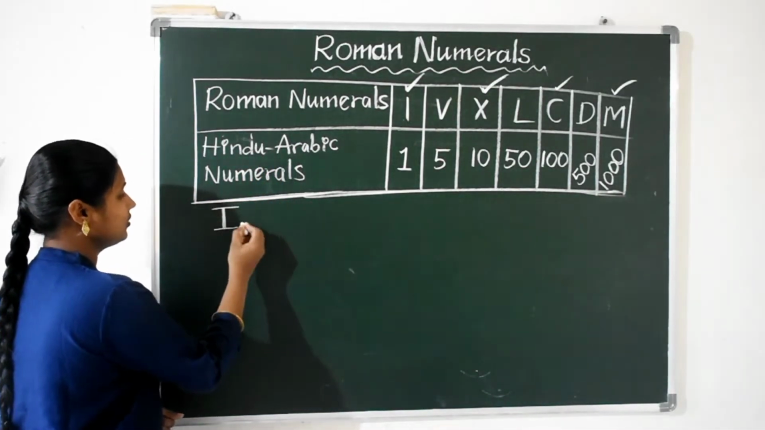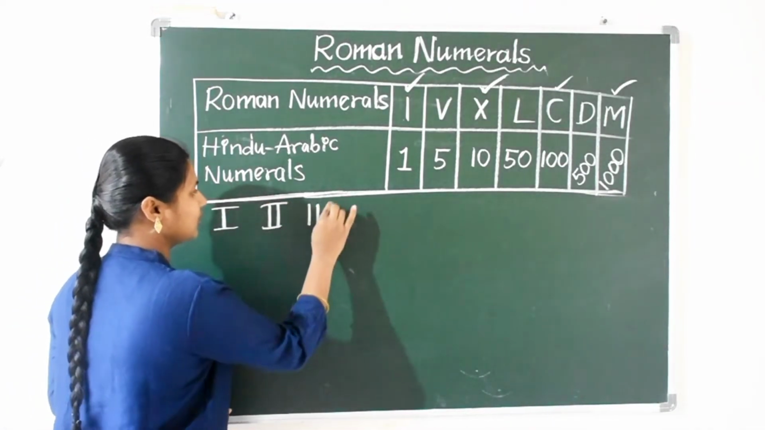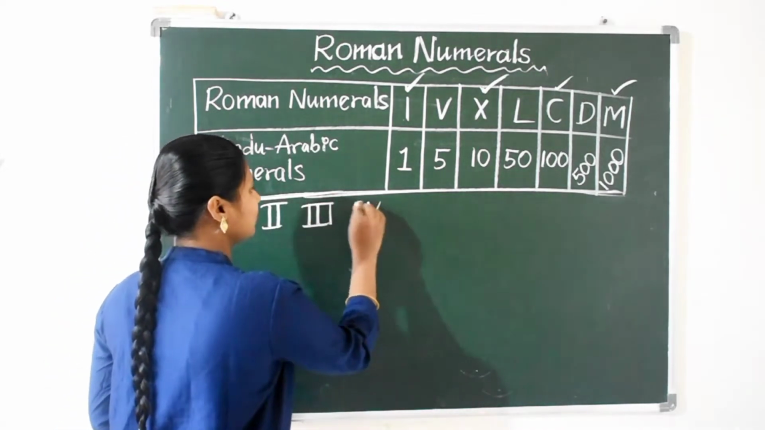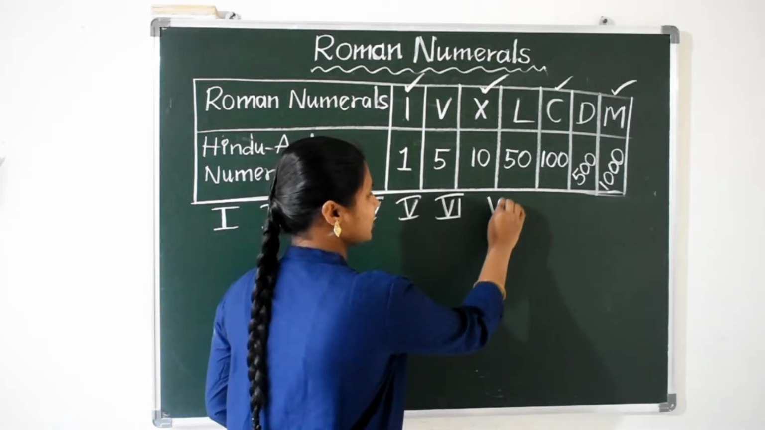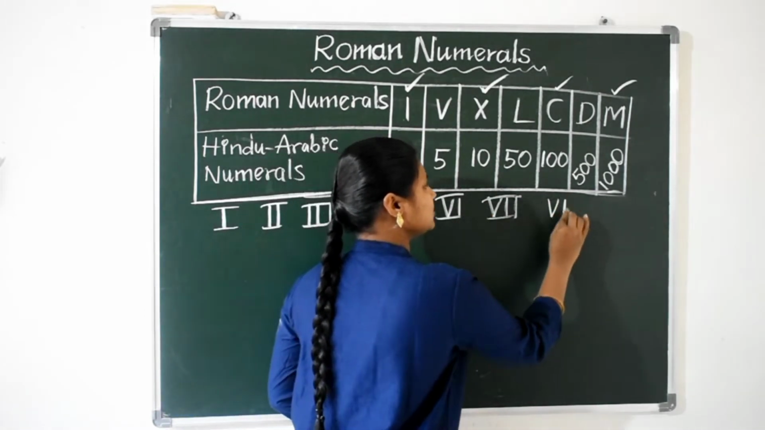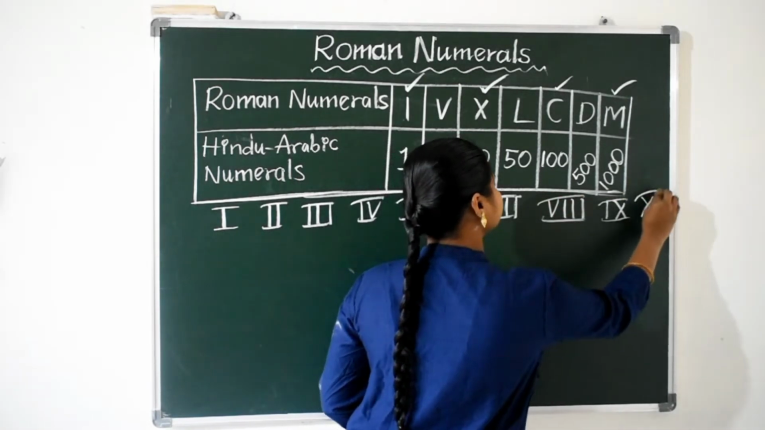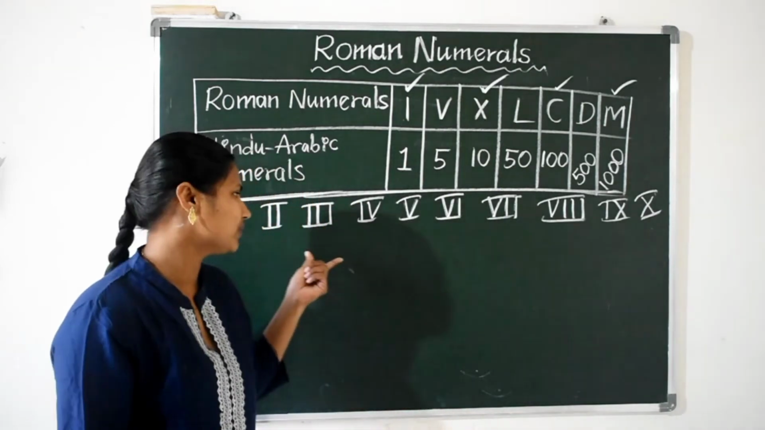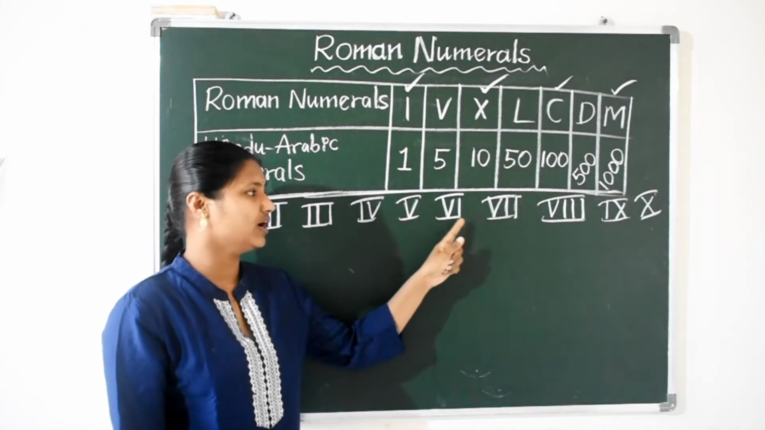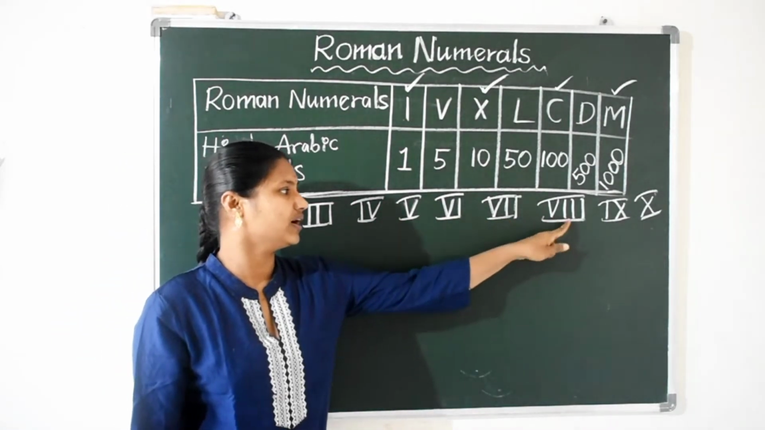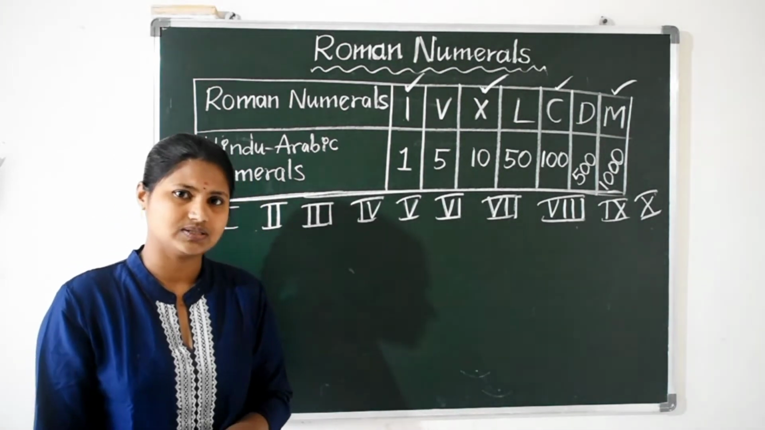So here I am writing the first 10 Roman numerals: 1, 2, 3, 4, 5, 6, 7, 8, 9 and 10. Okay, these are the 10 Roman numerals, right? I, V, VI, IX and X. These are the first 10 Roman numerals, right?